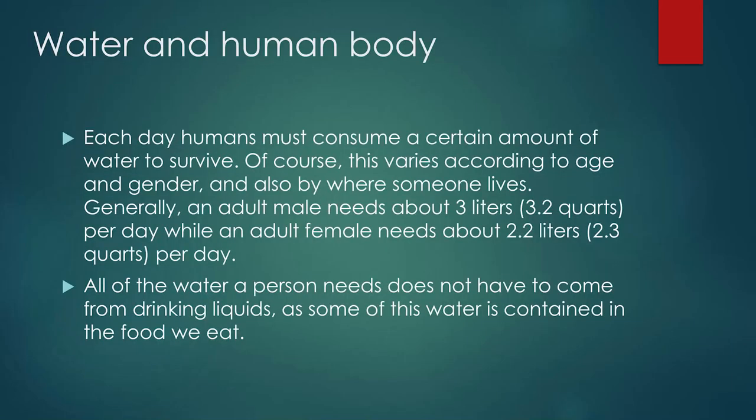Each day humans must consume a certain amount of water for survival. Of course, this varies according to age and gender. An adult male needs 3 liters per day. An adult female needs 2.2 liters. And one more thing, all of the water a person needs does not have to come from drinking liquids, as some of this water is contained in the food we eat. The fruits and plants we eat have water content. For example, watermelon has good water content. Sugar cane has good water content. Many other natural food resources we get from the forest have more water content. So such kind of food we have to take.